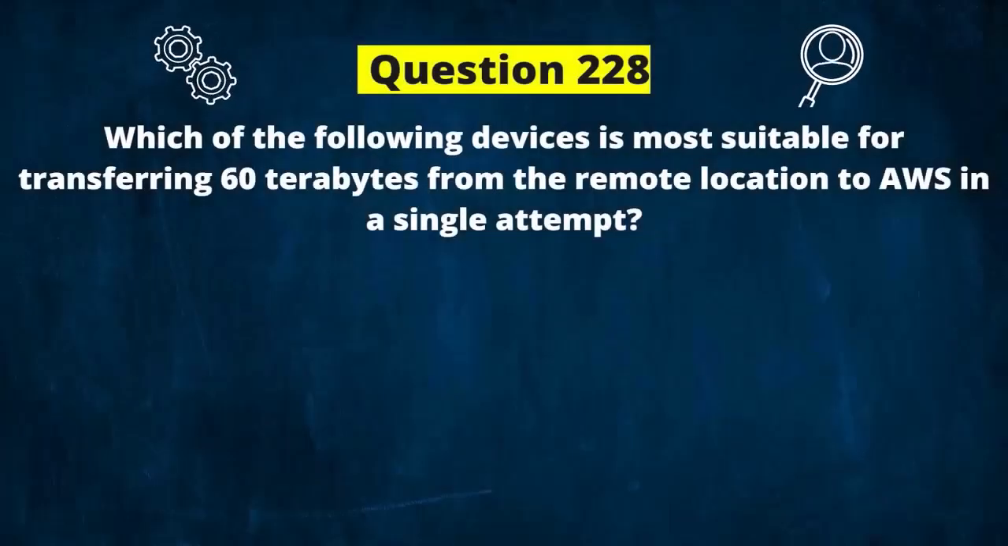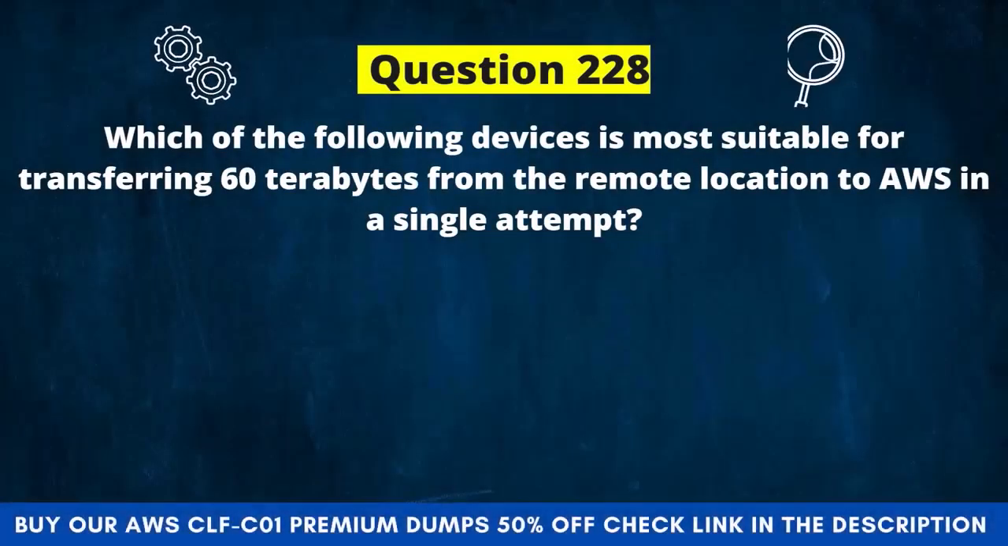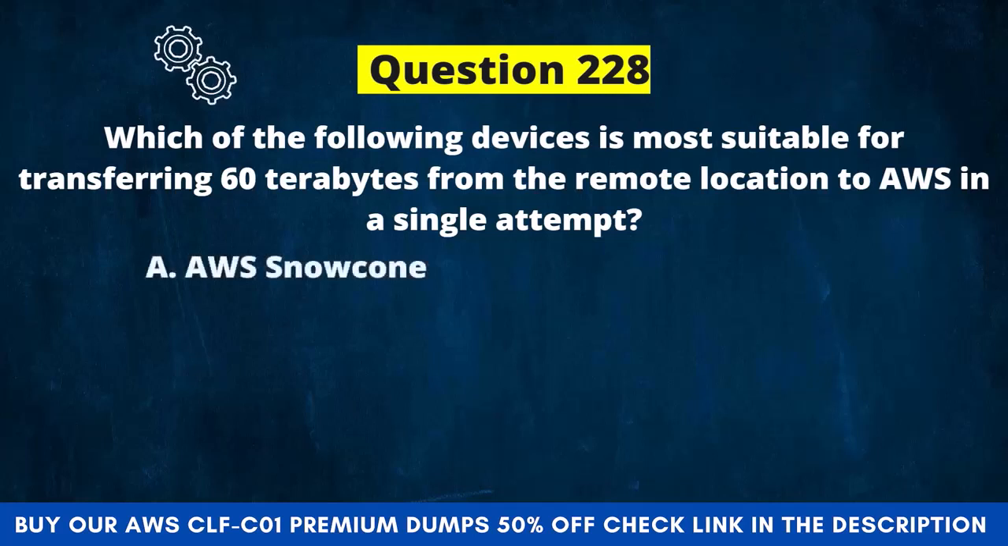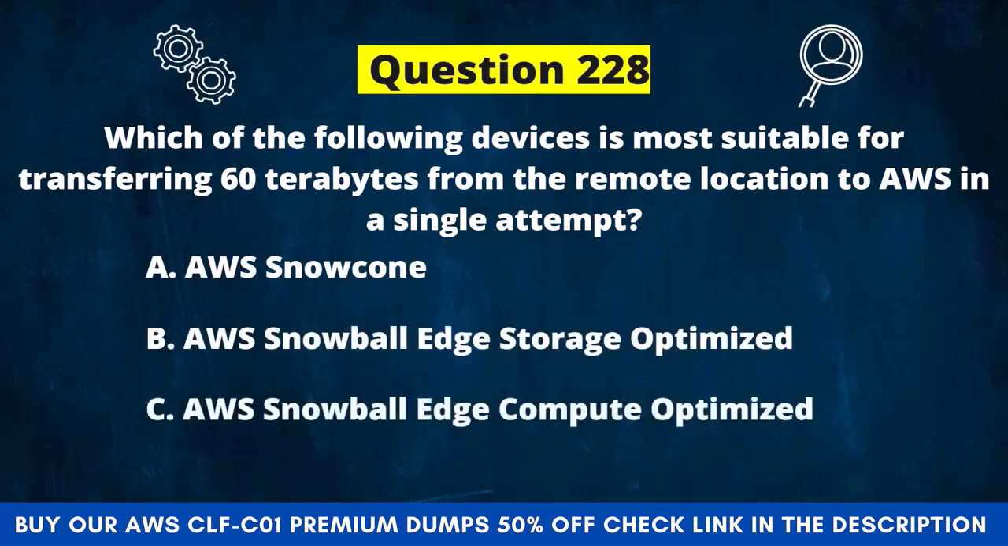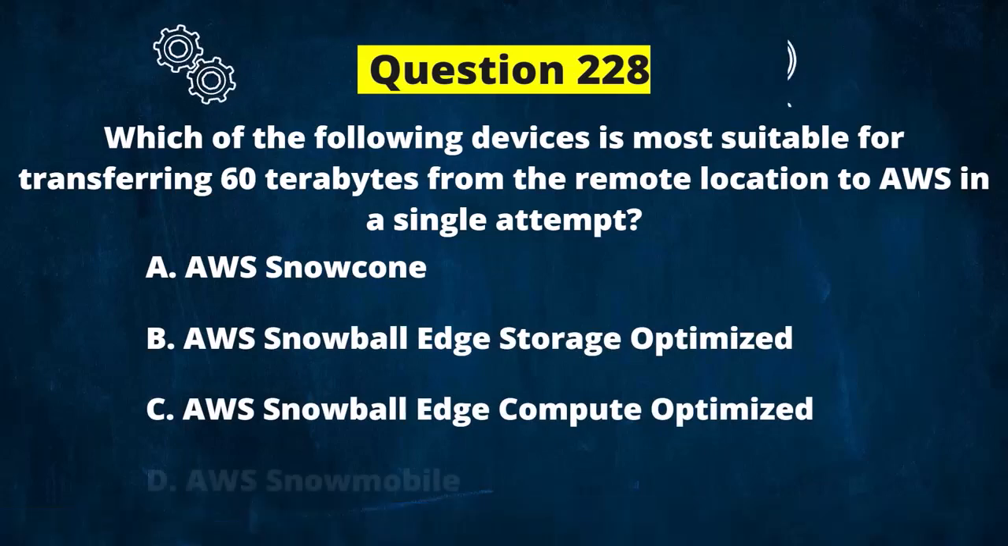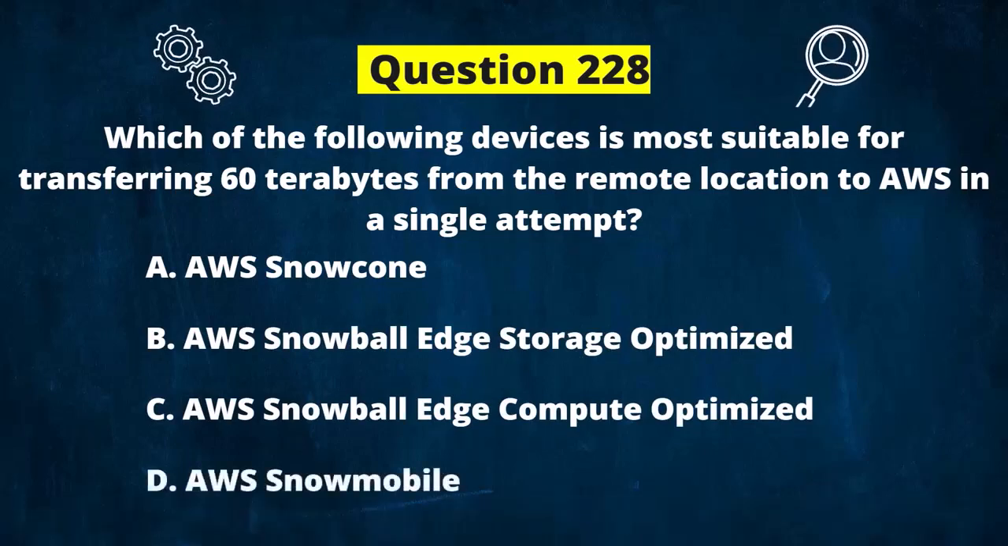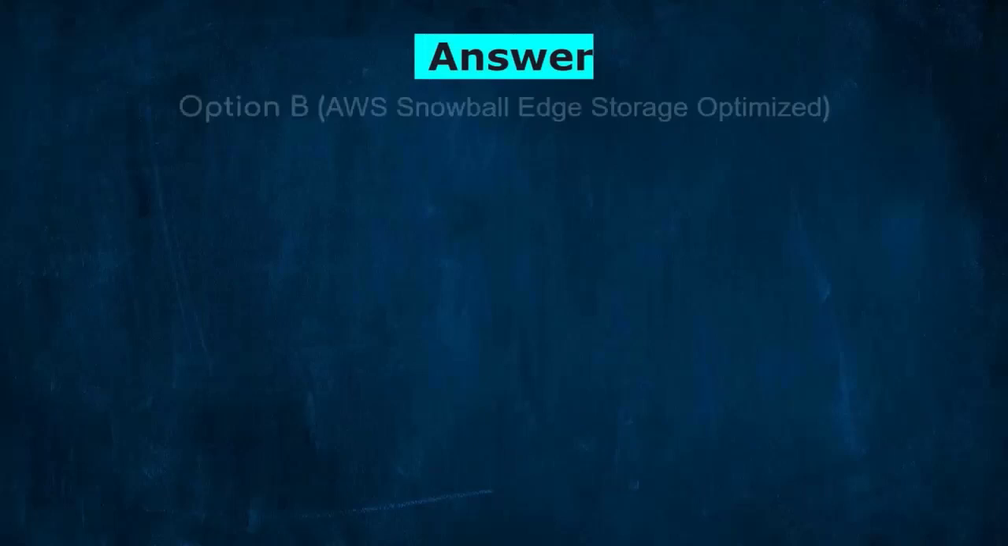Question 228. Which of the following devices is most suitable for transferring 60 terabytes from a remote location to AWS in a single attempt? And the options are A. AWS Snowcone, B. AWS Snowball Edge Storage Optimized, C. AWS Snowball Edge Compute Optimized, D. AWS Snowmobile. And the correct answer is option B. AWS Snowball Edge Storage Optimized.